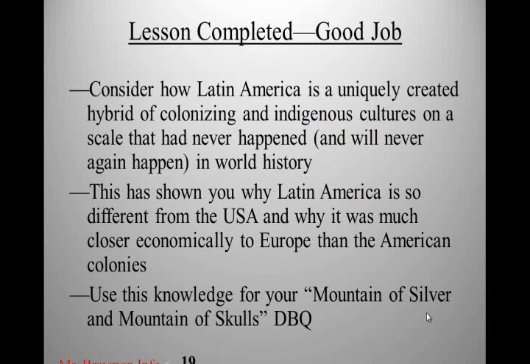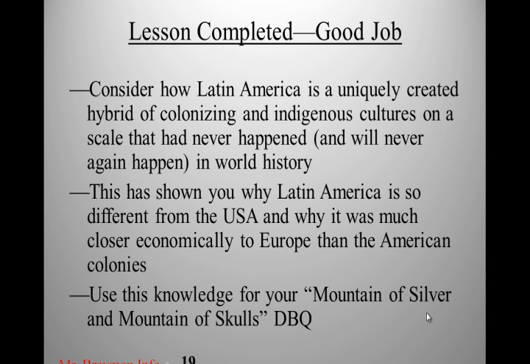And so that's it. Consider how Latin America is a uniquely created hybrid of colonizing and indigenous cultures on a scale that had never happened before, and probably never will happen again. This sense of open land and massive mixing and massive immigration. I don't know if we'll ever see this again in world history. So Latin America is really a unique place. And I think I've shown you now some of the reasons why Latin America is so different from the United States and Canada, and why it was much closer economically to Europe than the American colonies were.